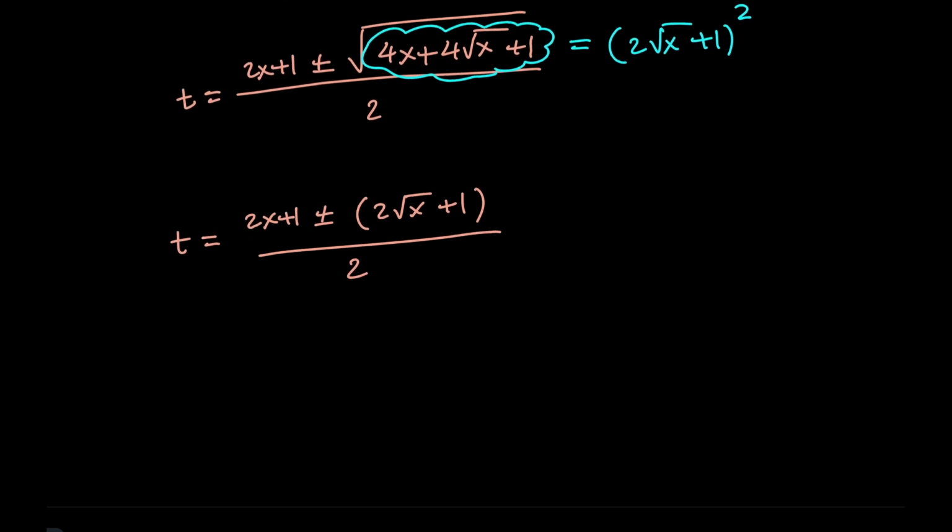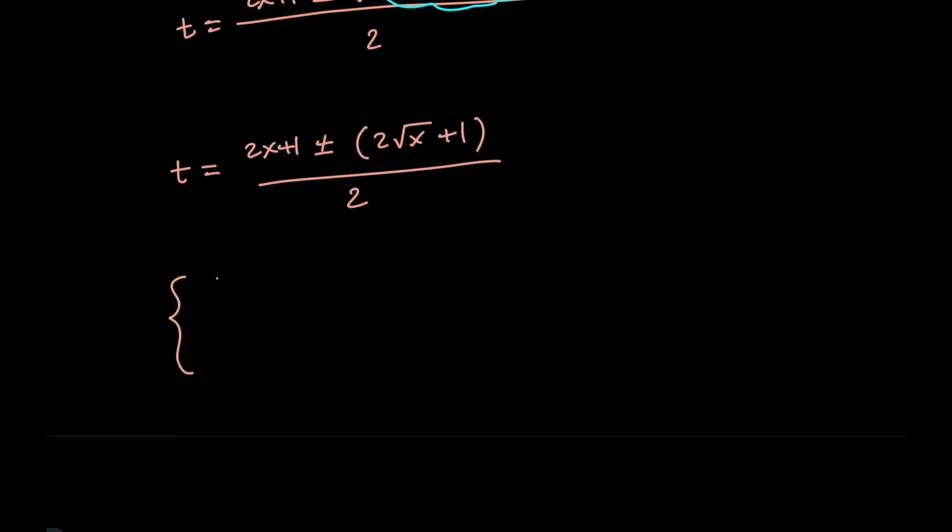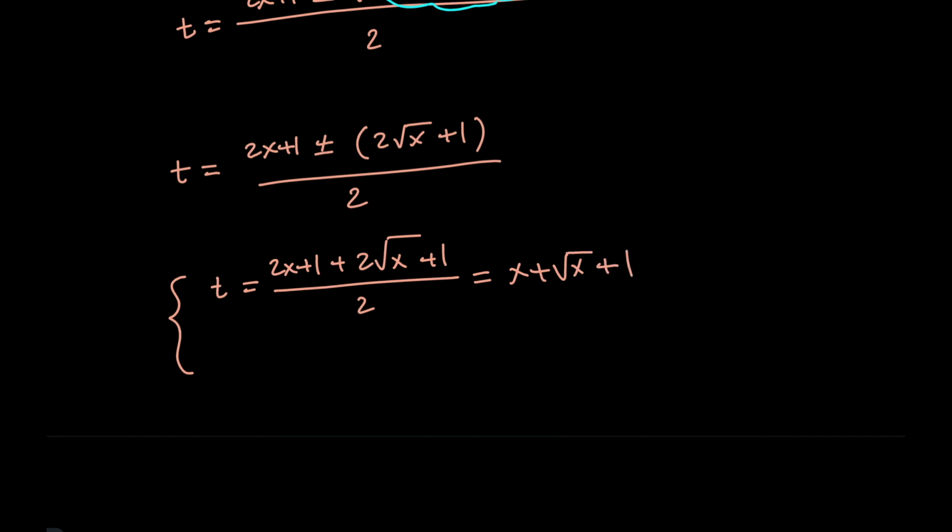Now we have two scenarios. Either t equals 2x plus 1 plus 2 times the square root of x plus 1, all divided by 2, which means that it is equal to x plus root x plus 1, or t is going to be 2x plus 1 minus 2 times the square root of x minus 1, all divided by 2, which means that we will have x minus root x.